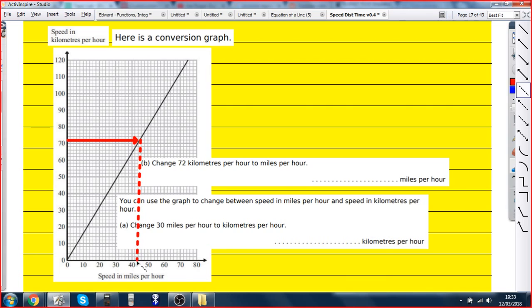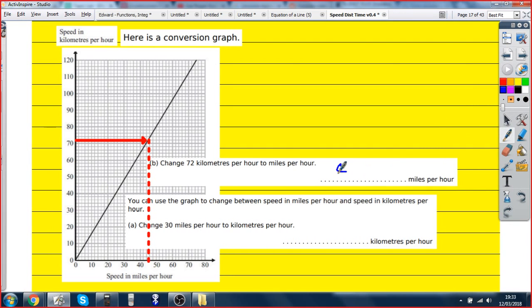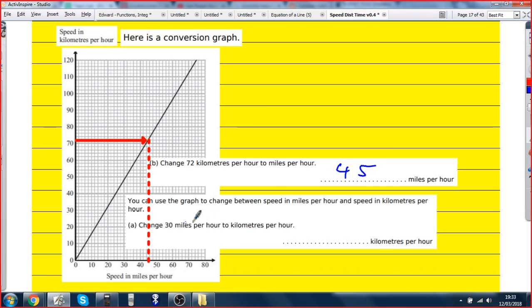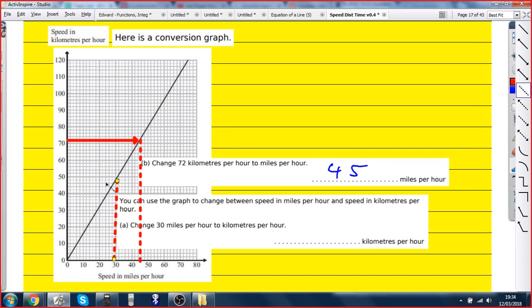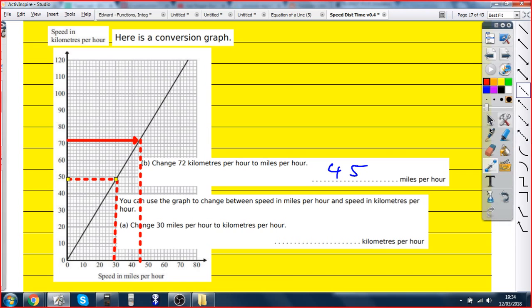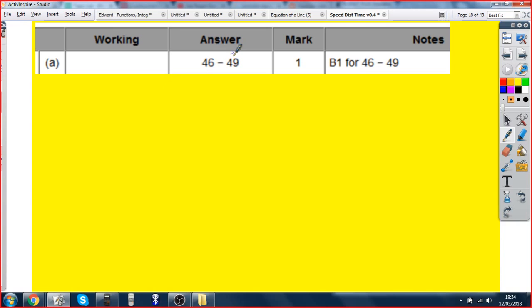So what is that in miles per hour? 45. Looks like it's approximately 45. And then change 30 miles per hour to kilometers per hour. 48. Yeah, let's say 48. So 45 and 48 approximately. So that one, 46 to 49.